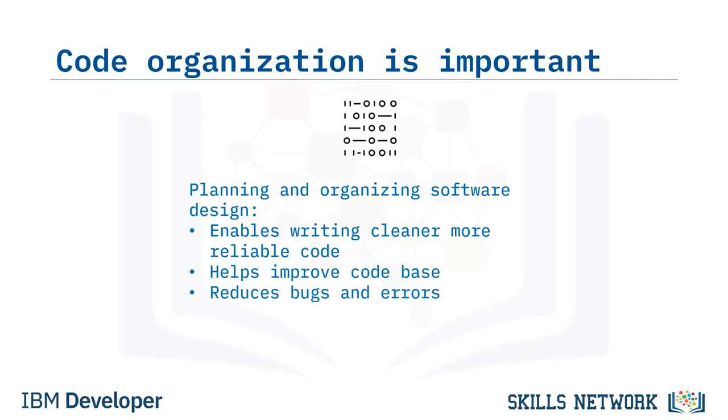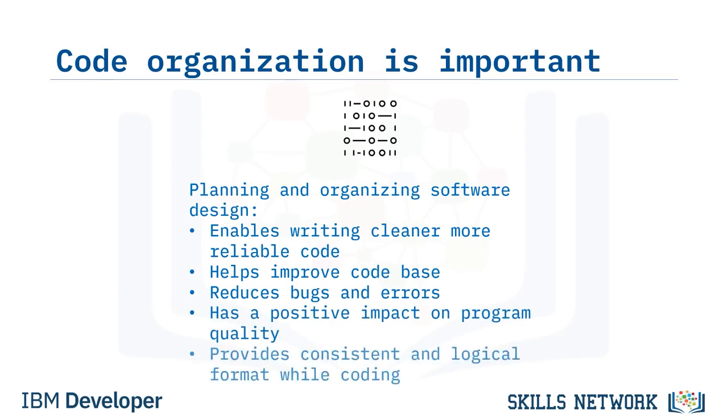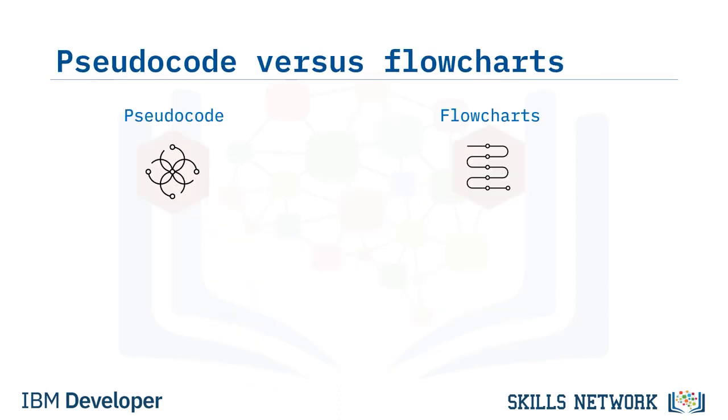Organizing code before programming has a positive impact on the quality of the program and helps provide a consistent and logical format to use while coding. There are two main methods of organizing code: flowcharts and pseudocode.